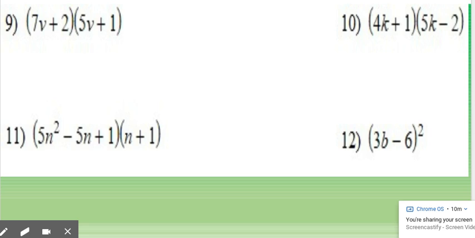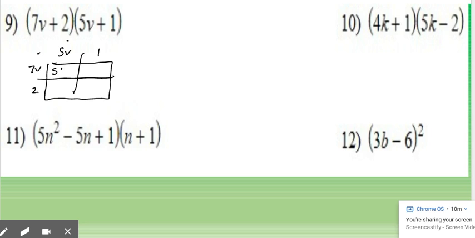All right, number 9, 2 things times 2 things. I'm going to make my 2 by 2 box here. 7v plus 2 and 5v plus 1, and multiply 7v times 5v. Oops, miswrote that. 35v squared. 7v times 1 is 7v. 2 times 5v is 10v. 2 times 1 is 2. Add up my like terms. Now I would get 35v squared. Add my v's. I get positive 17v plus 2.